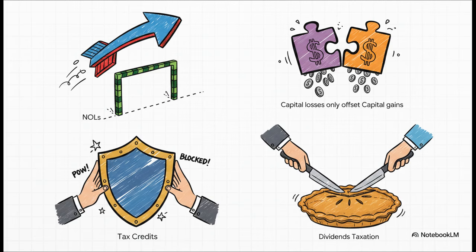It can only be used to offset capital gains. Now, if they have allowable tax credits, remember that credits are basically gold. They reduce the actual tax liability dollar for dollar, unlike a deduction which just shrinks your taxable income. And finally, keep in mind the ultimate hallmark of a C corporation. When those post-tax profits are finally distributed to the shareholders as dividends, they get taxed all over again at the individual level. That's your classic double taxation right there.